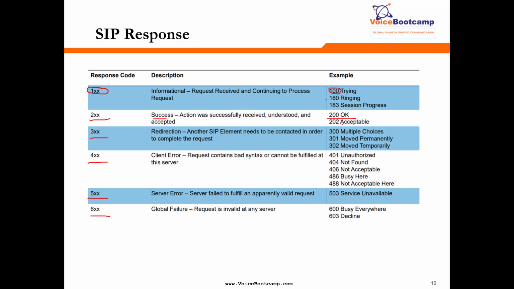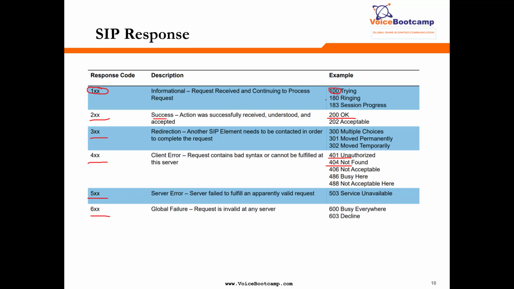Now 400 is a client error. This is an error initiated by the client side. So for example, you dial a number and the number doesn't exist, or the number was not found, or the user was busy. 401 means you're unauthorized to dial the number, and 404 was not found. Very similar to HTTP.